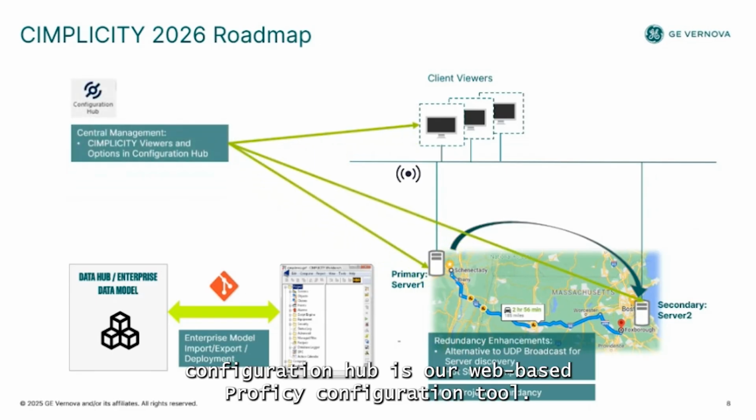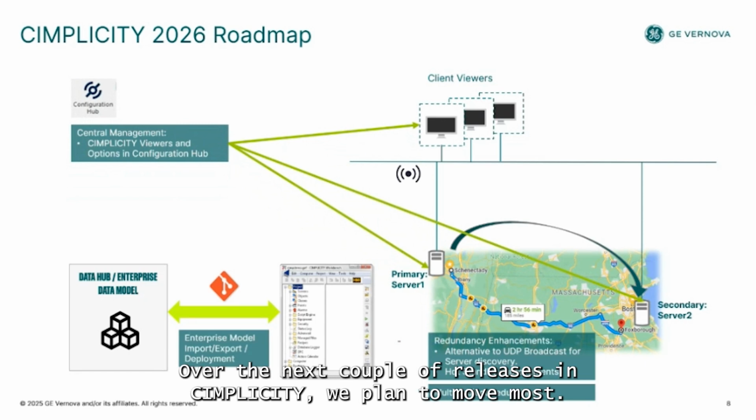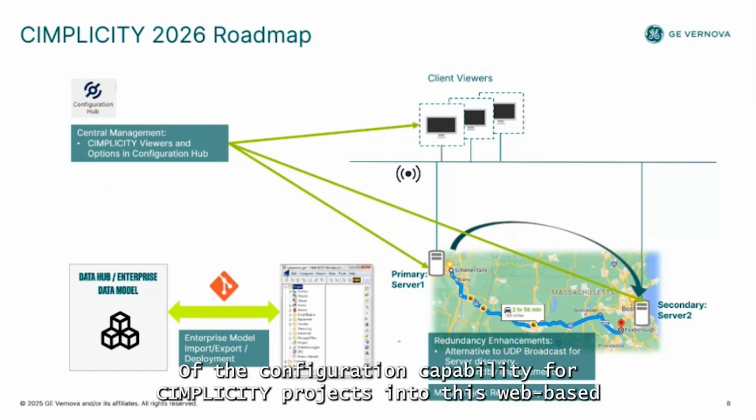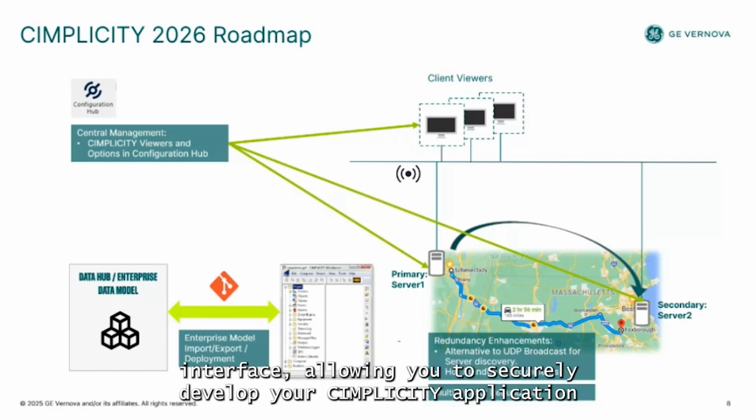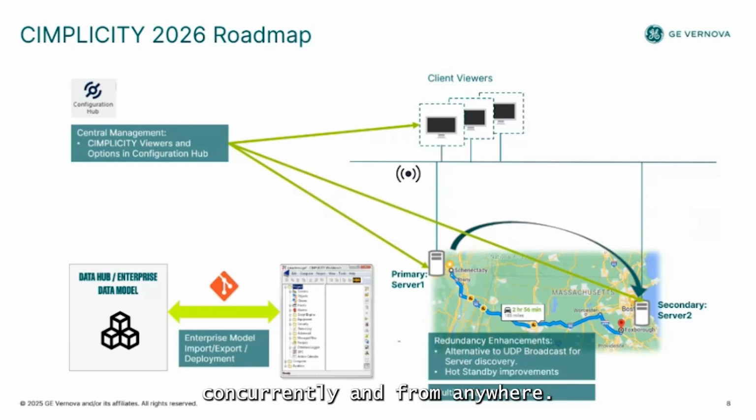Configuration Hub is our web-based Proficy configuration tool. Over the next couple of releases in Cimplicity, we plan to move most of the configuration capability for Cimplicity projects into this web-based interface, allowing you to securely develop your Cimplicity application concurrently and from anywhere.